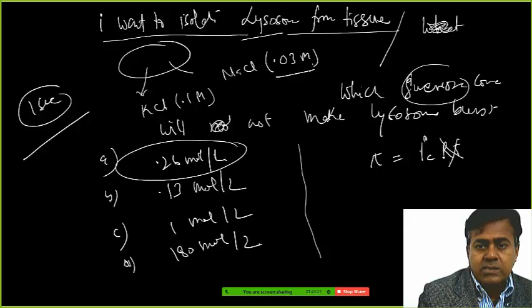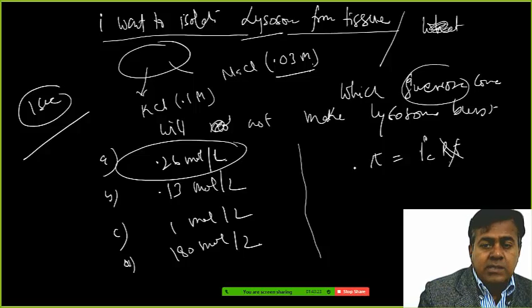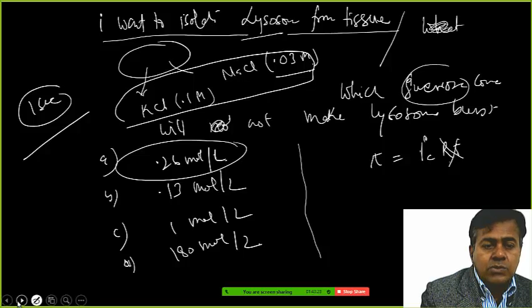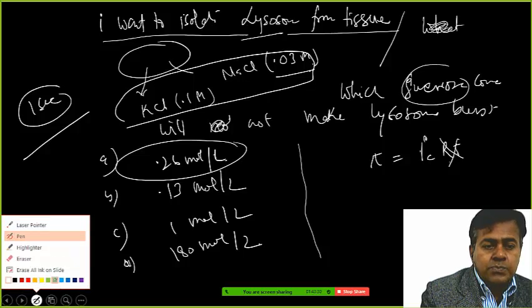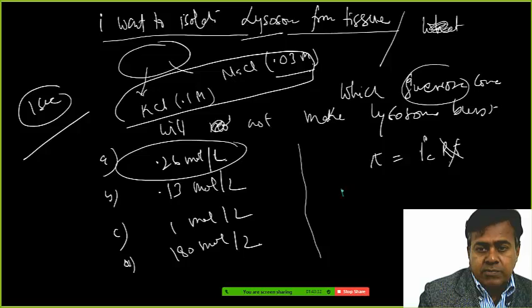Now I have told you there is a mixture of salts in the lysosome, correct? Now for the mixture in the lysosome we can write pi lys, so IC1 plus IC2.